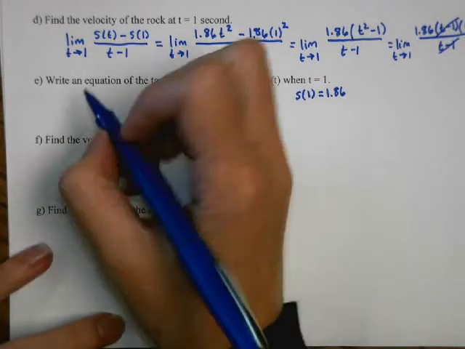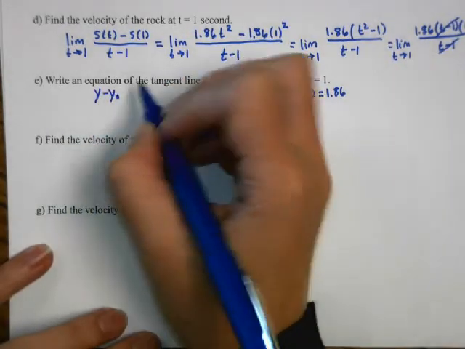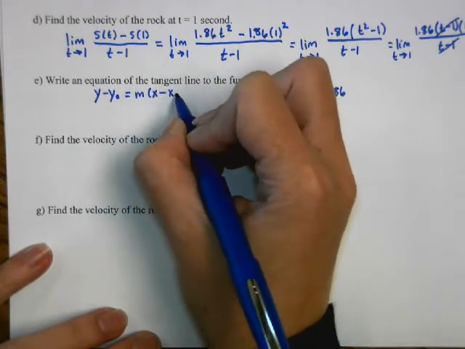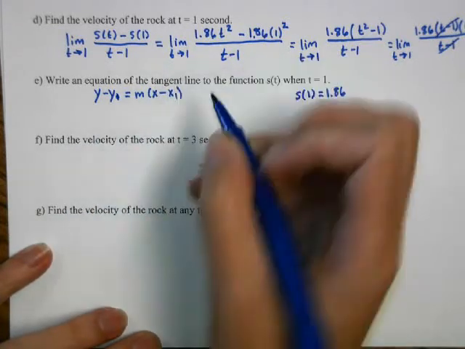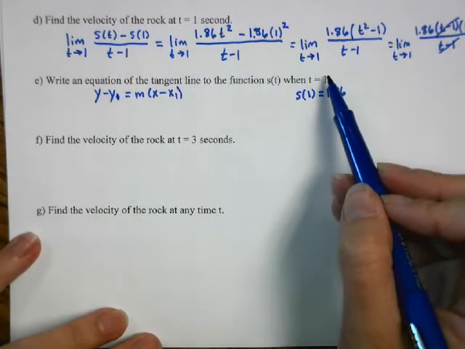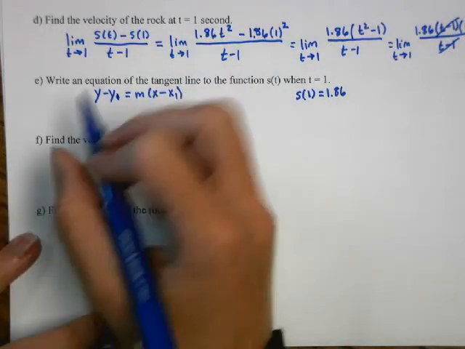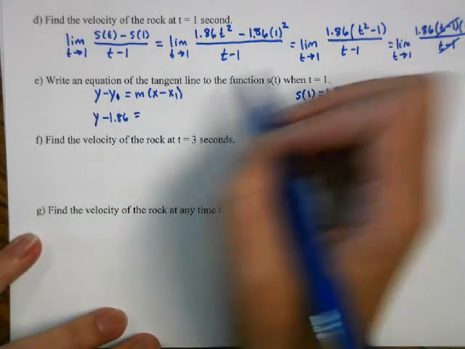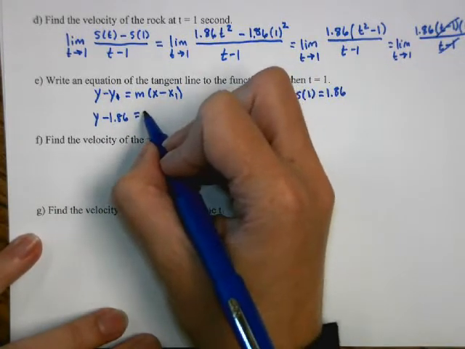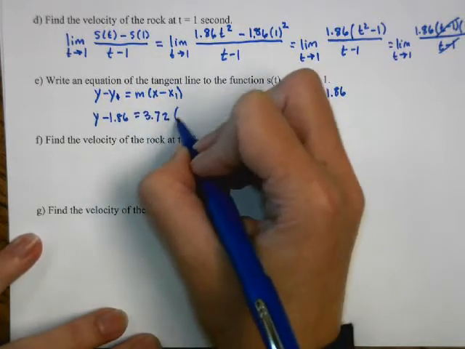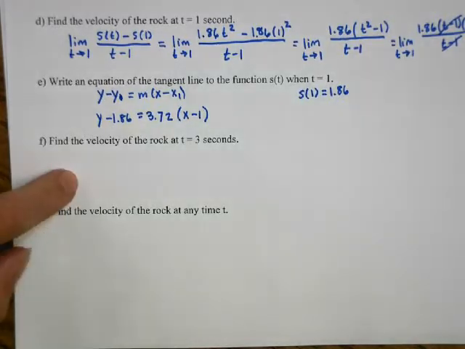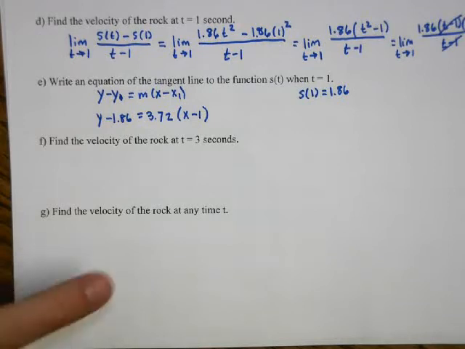Okay, for the equation of a tangent line, we're going to use point slope form of a line. We're going to use that a lot in here. Okay, so we just need a point and a slope. So at time 1, my position is 1.86. So I'm going to have y minus 1.86 equals my slope, which is the 3.72. That's the rate of change, times x minus 1. Okay, this is going to be the same thing we did here, just with 3. So you guys can do that on your own or look in the notes.